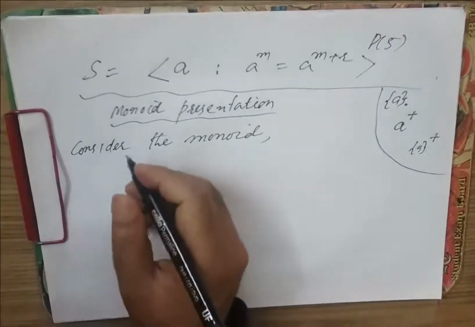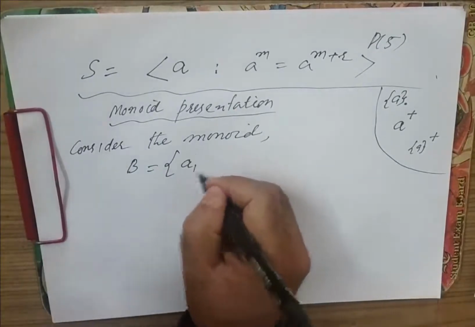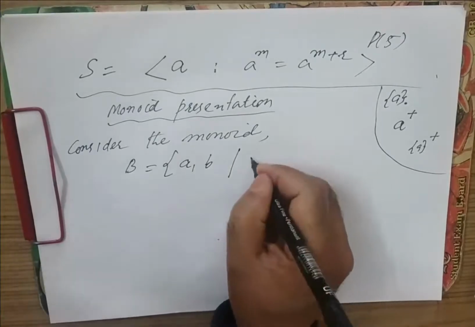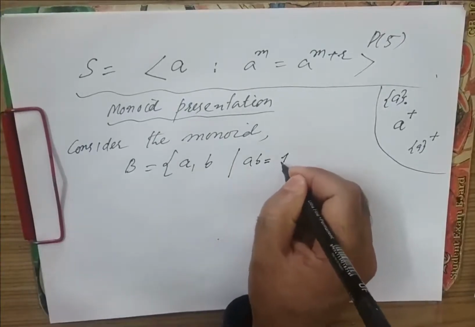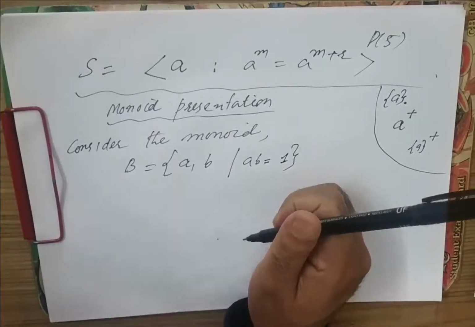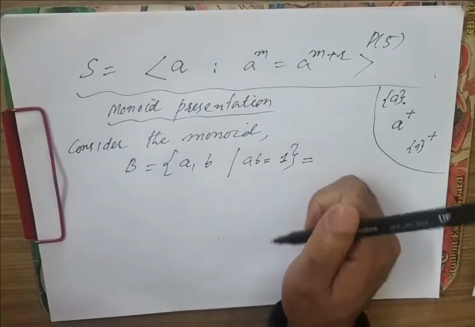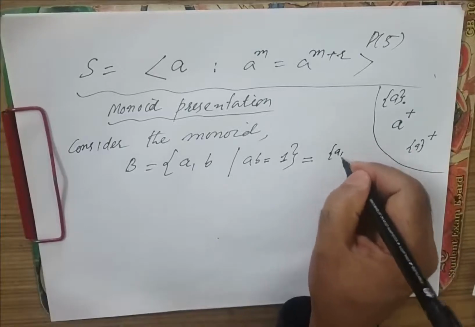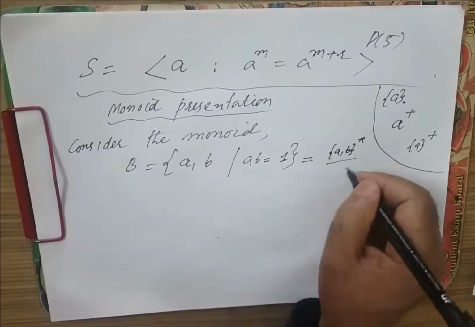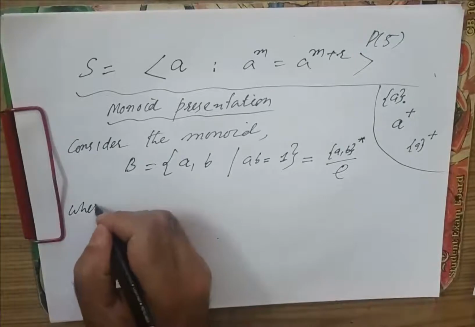Let's take this monoid B, which is generated by two elements A, B such that the defining condition is AB is equal to 1. And we will see that it's actually isomorphic to the free monoid generated by these two letters A, B over the congruence rho, where what's this rho?